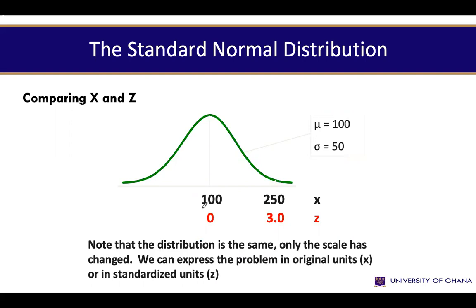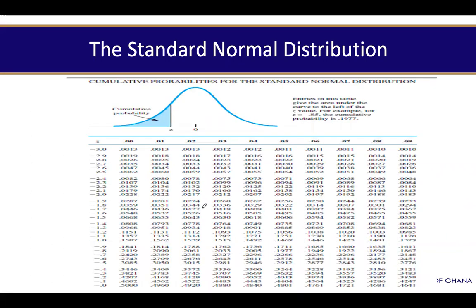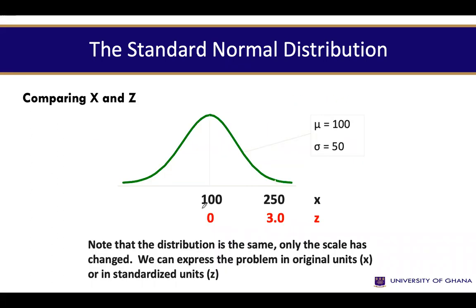The distribution is the same. The only thing that has changed are the scale, the parameters that we are using. You can either express the problem in the original units of x or in standardized units of z.